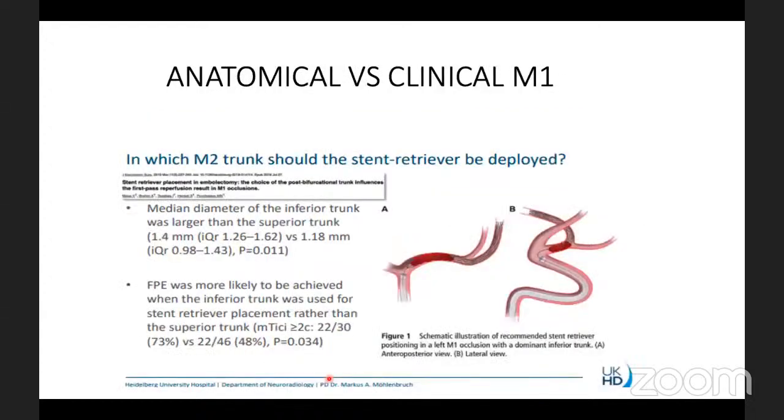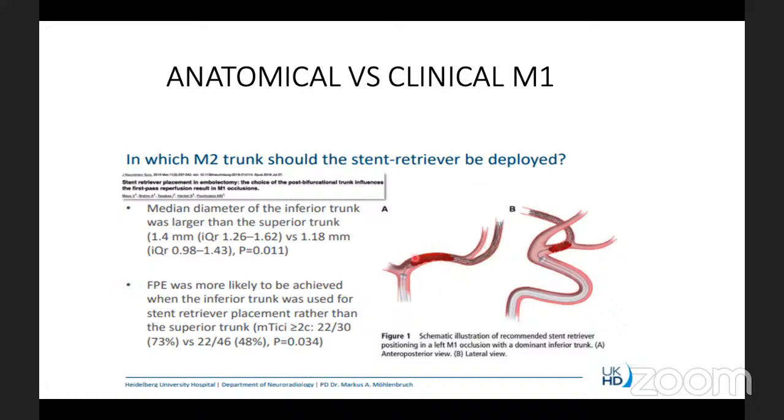Now, having seen the basic techniques, we'll look at the various modifications and the various accesses we can make. So we know the MCA is an offshoot of the ICA. The ICA is the first artery that is formed in the cerebral circulation. So the MCA is an offshoot. Now the MCA can have bifurcations and trifurcations.